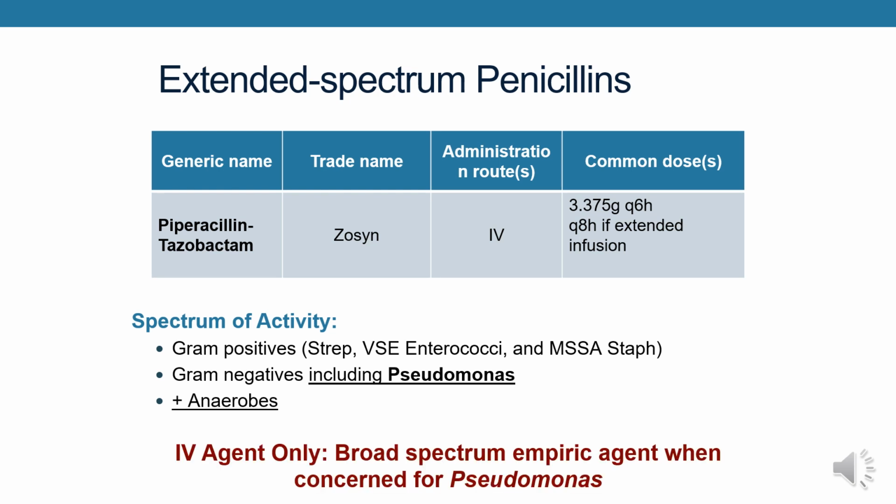The last class of penicillins is the extended spectrum penicillins, and this class is really similar to the last slide, but basically adds Pseudomonas coverage. The main agent in this class is Zosyn, or piperacillin tazobactam, and it's really only a broad spectrum antibiotic used in hospitals.